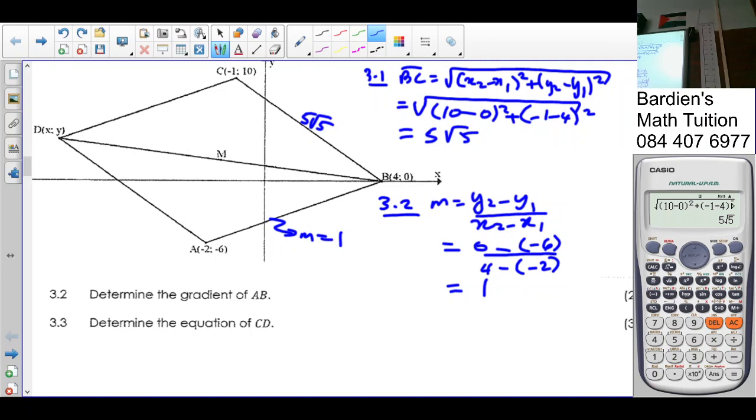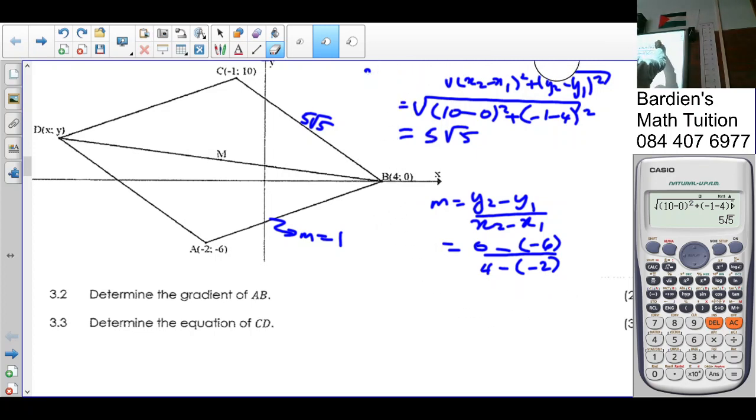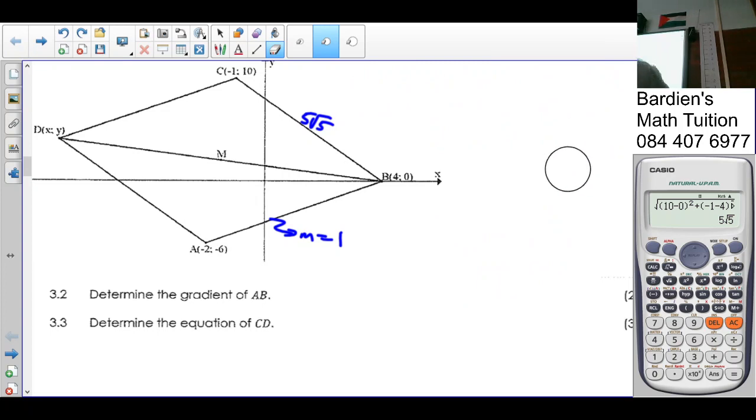Why do we populate the diagram? So at one glance, we can see exactly what we have calculated in the diagram. Okay. You all understand? I'm going to take this off here so that I can keep the diagram in focus, okay? Let's look at 3.3. The equation of CD.